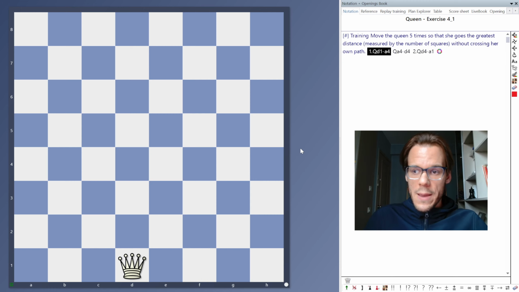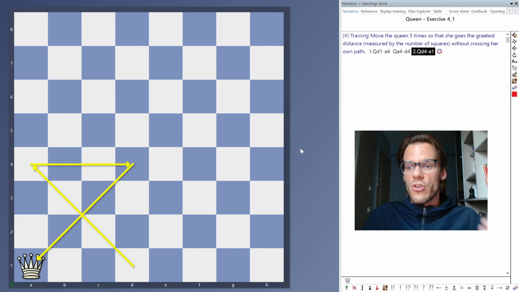Okay, now an introduction to some kind of queen mazes. First, we have to move the queen 5 times so that she goes the greatest distance, measured by the number of squares, without crossing her own path. So if you go, let's say, queen a4, queen d4, queen a1, this would not work because you're crossing your own path.